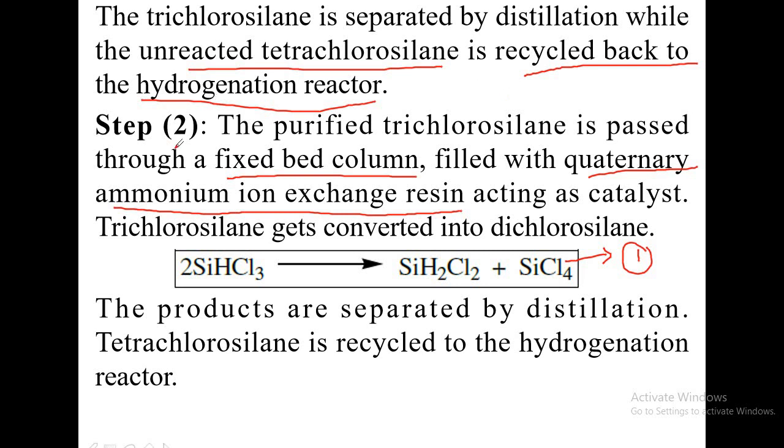These two are separated by distillation, and the unreacted tetrachlorosilane is recycled, or sent back to the hydrogenation reactor. And in step 2, the trichlorosilane is now passed through a fixed bed column containing a quaternary ammonium ion exchange resin, which acts as a catalyst. This converts trichlorosilane into dichlorosilane and tetrachlorosilane. This tetrachlorosilane is taken back to the hydrogenation reactor, that is step 1, and this dichlorosilane, after separation from tetrachlorosilane by distillation, is taken to the third step.